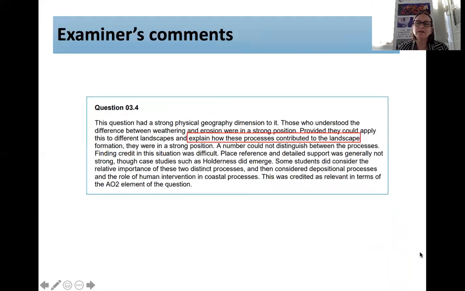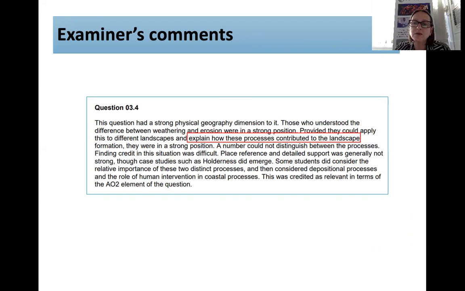The examiner's comments that were made about this in 2018: obviously it is a very strong physical geography dimension. Those who understood the difference between weathering and erosion were in a strong position. So weathering happens in situ and erosion includes the removal of that material. Provided you could apply this to different landscapes and explain how these processes contributed to the landscape formation, you're in a strong position. A number could not distinguish between those processes. Finding credit in this situation was difficult for the examiner.